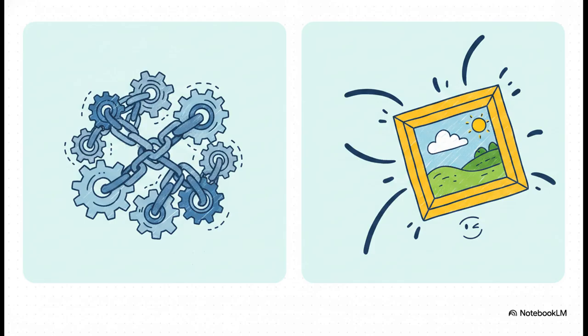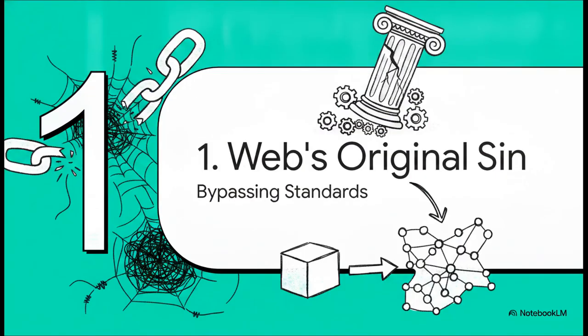And because Mosaic was the first to market, his pragmatic, brute force approach completely won out, and that's what gave us the visual web we know today. So, let's dive into Section 1, the web's original sin.